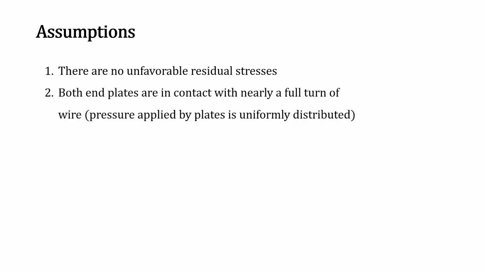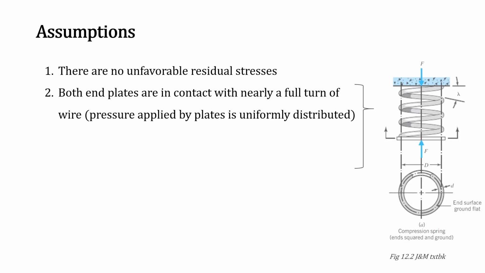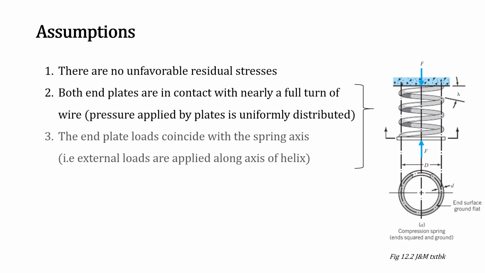So as always, we have a few assumptions before we get into the problem. Number one, there are no unfavorable residual stresses. Two, both end plates are in contact with nearly a full turn of the wire. In other words, the pressure applied by the plates is uniformly distributed. So you can see in the schematic here, we have the two plates on the top and bottom, and we're just saying that almost the full turn of that wire is actually in contact with those two plates. And then three, the end plate loads coincide with the spring axis, so you can see the force is being applied down the middle of the coils, which is along the axis of the helix in this case.